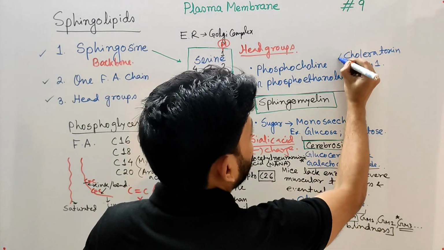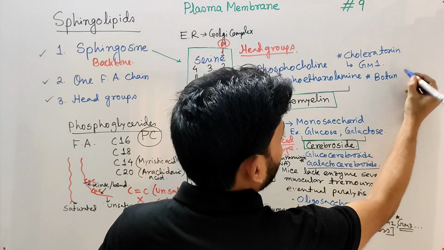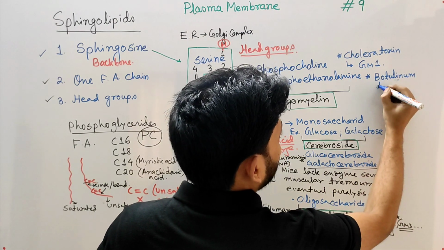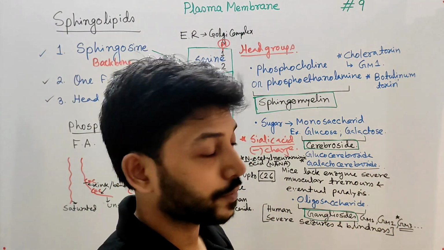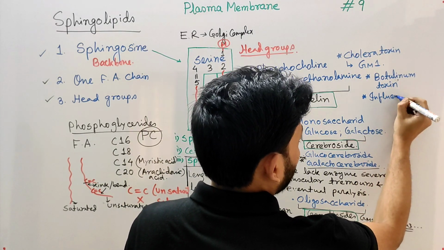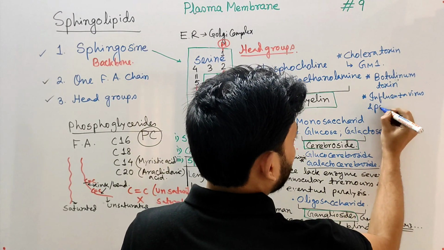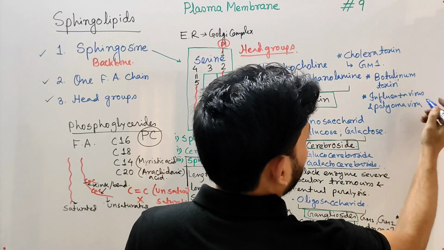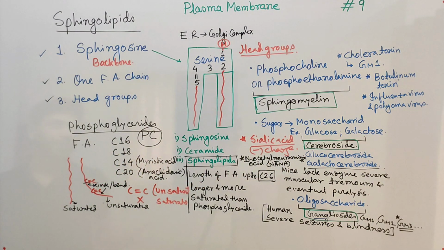Another example of a toxin is botulinum toxin. It can also enter inside the cells with the help of these gangliosides. Another is influenza virus, and also polyomavirus. They can get entry inside the cells with the help of these gangliosides. So you can summarize all the information here.